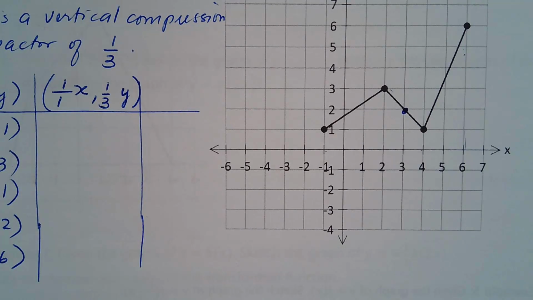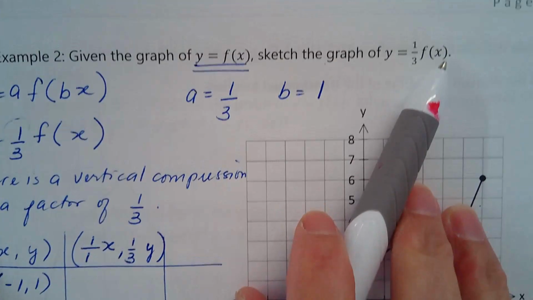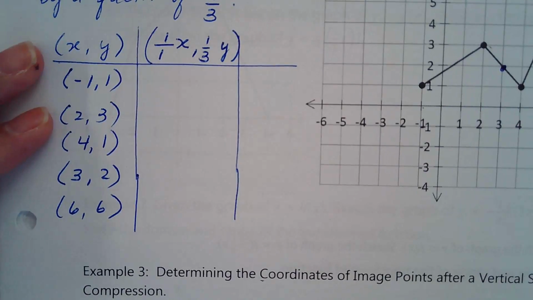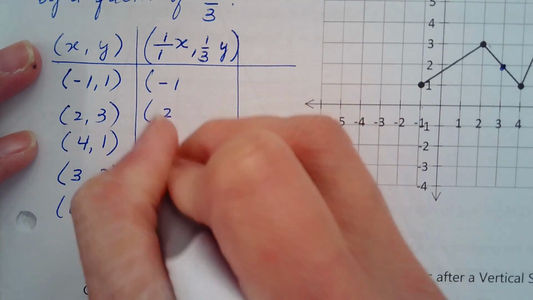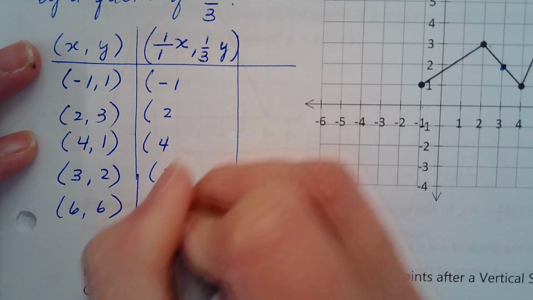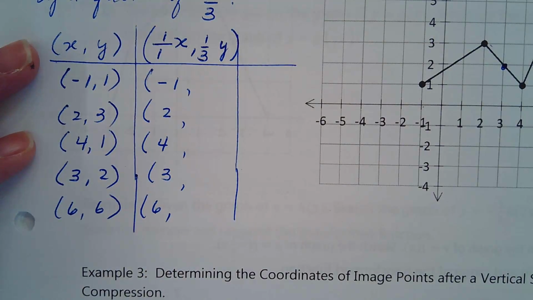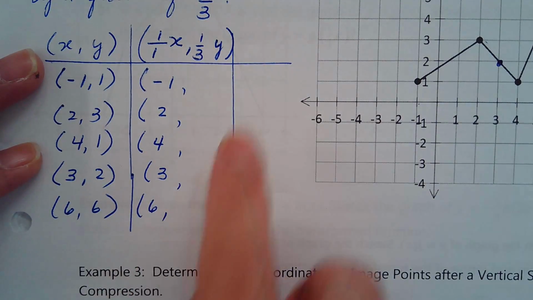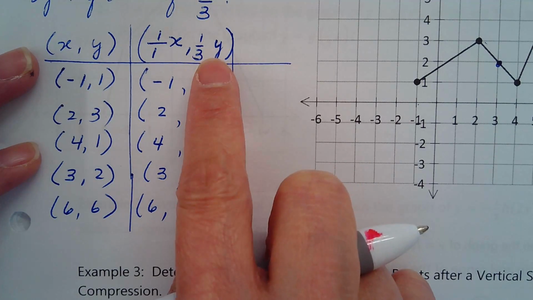Okay, good. Okay, so it looks like there's nothing going on with the x, no compression or stretching there, but only the y. Okay, so the x stays the same, so I'll just write down all my x's right now. Okay, so I just recopied my x's, and then now the y's. All my values are being multiplied by 1/3.